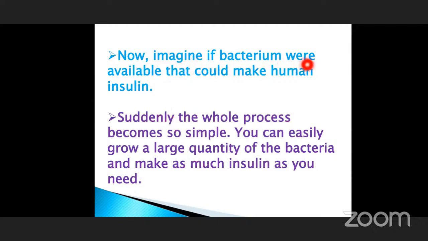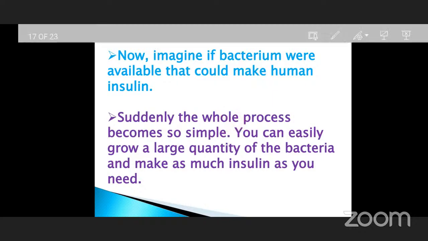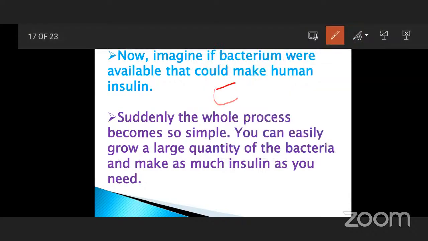Now imagine if a bacterium were available that would make human insulin. Suddenly, the whole process becomes so simple. You can easily grow a large quantity of the bacteria within the laboratory to make as much insulin as you need, with the help of the bacterium E. coli, Escherichia coli. This bacterium is cultivated in the laboratory in large quantity under sterile or aseptic conditions to produce insulin as much as required.